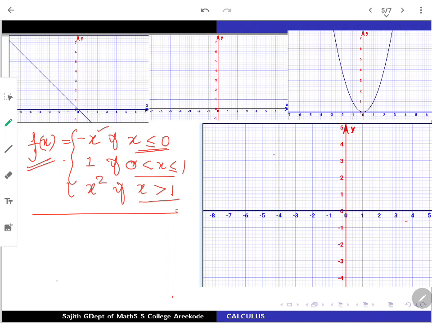We know all the graphs well. y equals minus x, for example, is given in the first graph. The second graph gives you y equals 1. The third graph will give the familiar parabola y equals x square. But these graphs you have to put appropriately and join together. So take the first part, x less than or equal to 0. So minus infinity to 0, 0 included, you have to use the y equals minus x graph. So it will come like this.